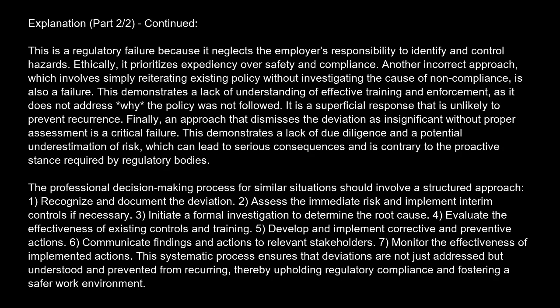The professional decision-making process for similar situations should involve a structured approach. 1. Recognize and document the deviation. 2. Assess the immediate risk and implement interim controls if necessary. 3. Initiate a formal investigation to determine the root cause. 4. Evaluate the effectiveness of existing controls and training. 5. Develop and implement corrective and preventive actions. 6. Communicate findings and actions to relevant stakeholders. 7. Monitor the effectiveness of implemented actions. This systematic process ensures that deviations are not just addressed, but understood and prevented from recurring, thereby upholding regulatory compliance and fostering a safer work environment.